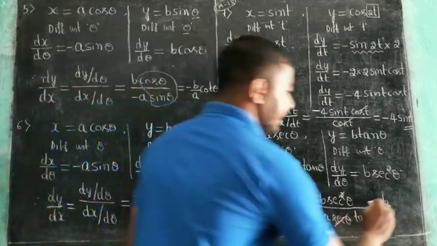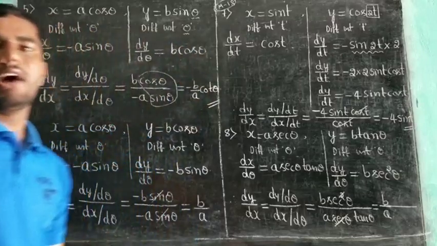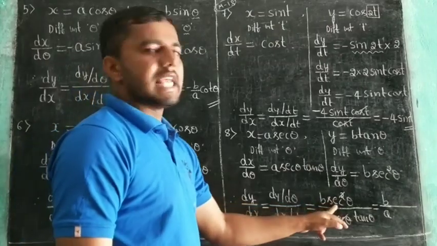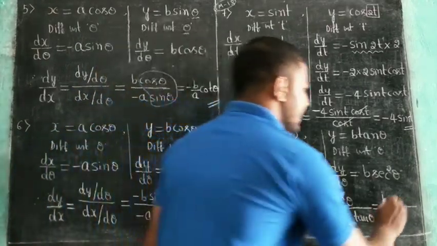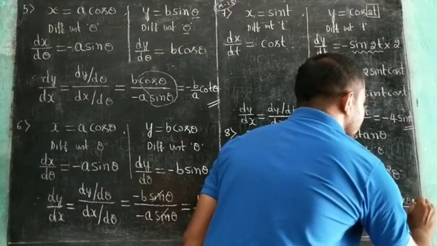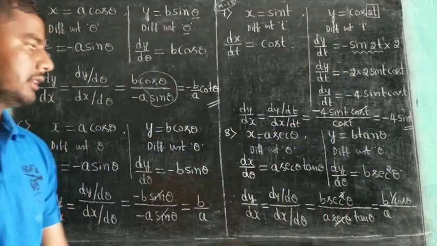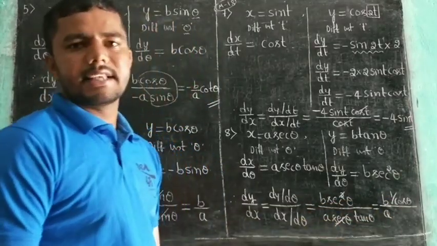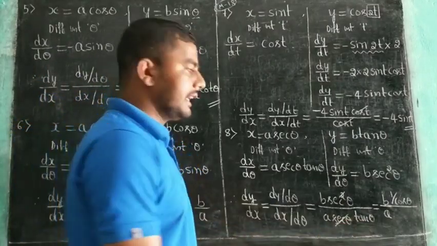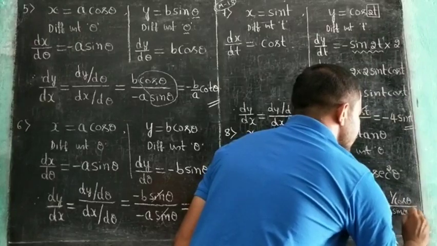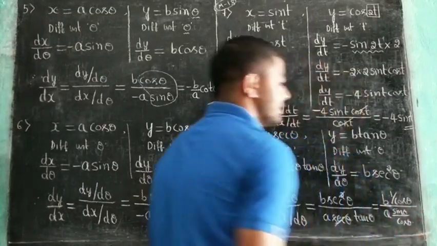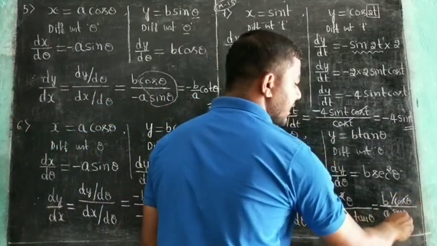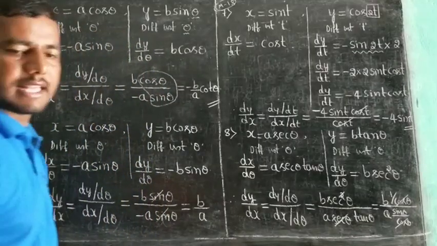or in other words, in the numerator we have b secant theta. Take b as it is. Secant theta, the value of secant theta is 1 by cos theta. For simplification, secant theta is nothing but 1 by cos theta. Here take a as it is. The value of tan theta is sin theta by cos theta. Here in the denominator cos theta, so cos theta are cancelled.